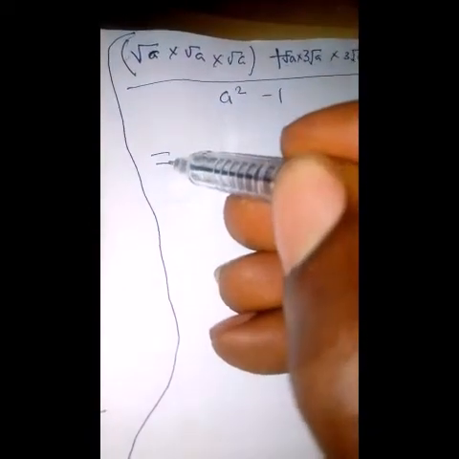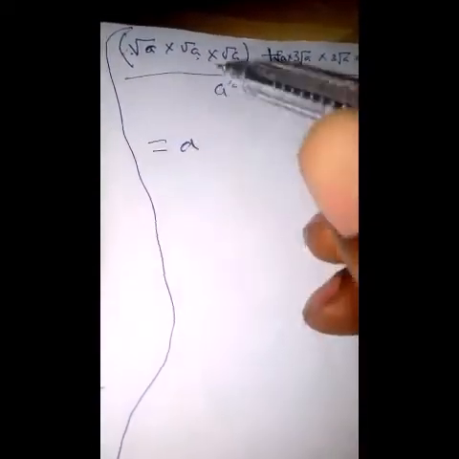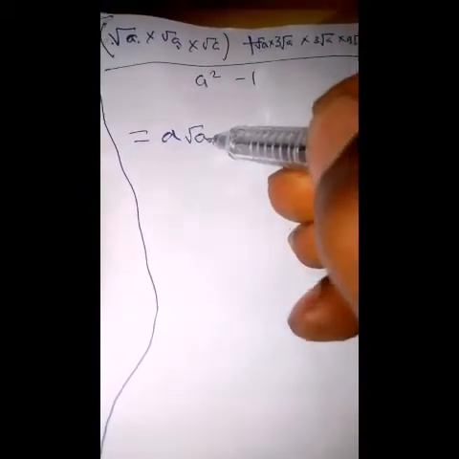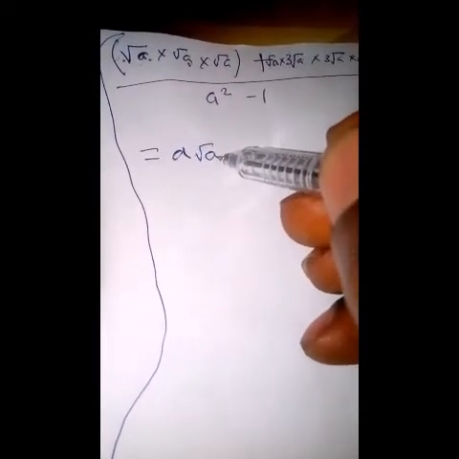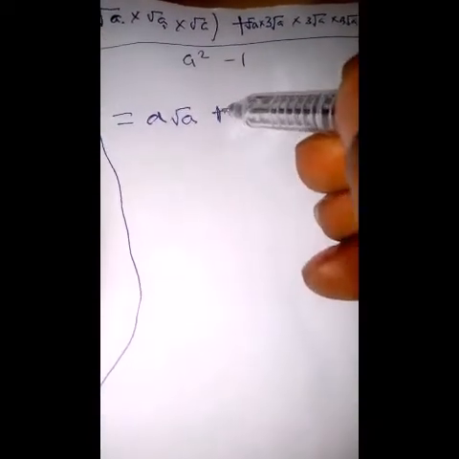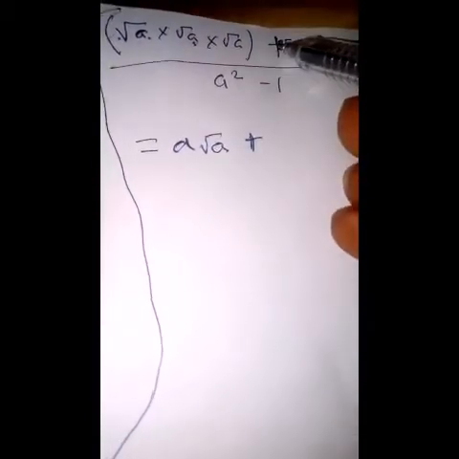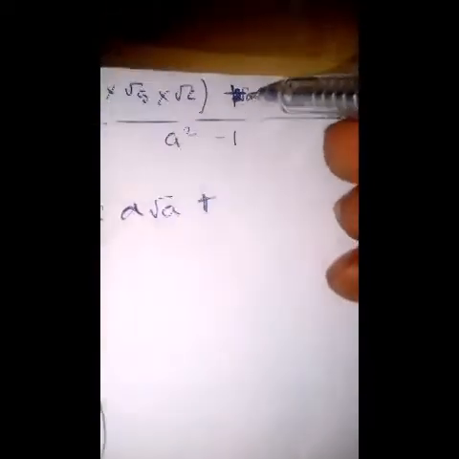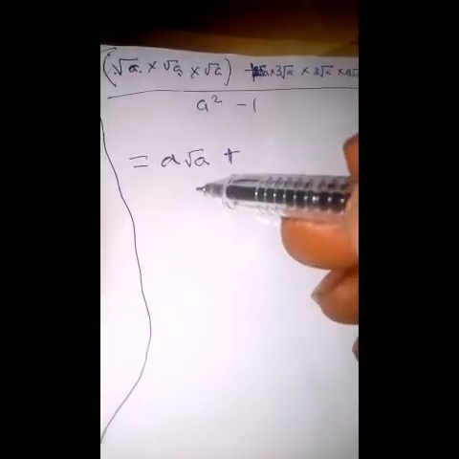Now you see this root of a times root of a will give us a, because a times a is a square, and root of a square gives us a. So we have a root a. So now that we have a root a, so we have plus. Then sorry, this is cube roots. This is cube root, please don't forget. Cube root of a. Now if you look at this, you have a root a plus.